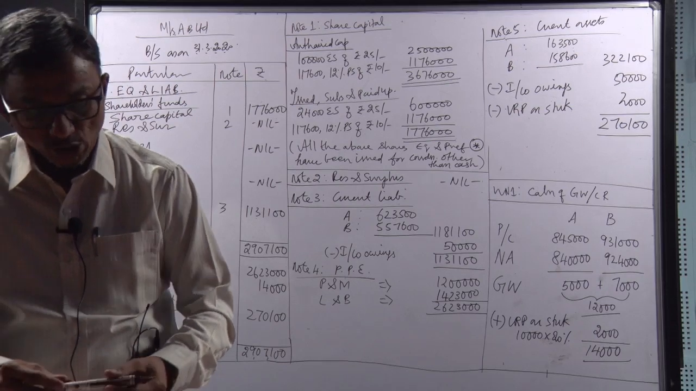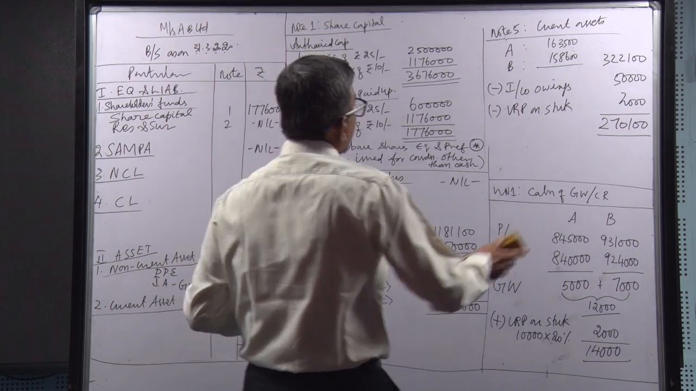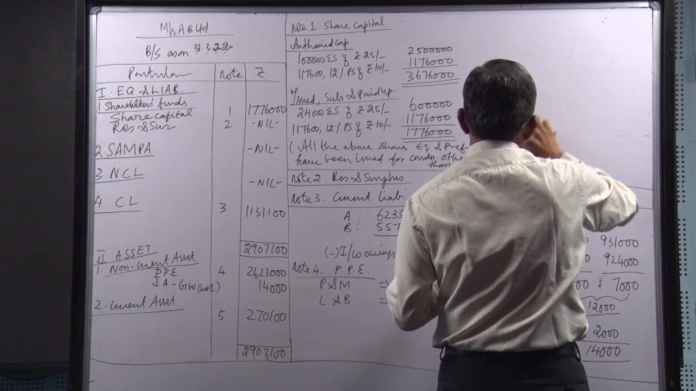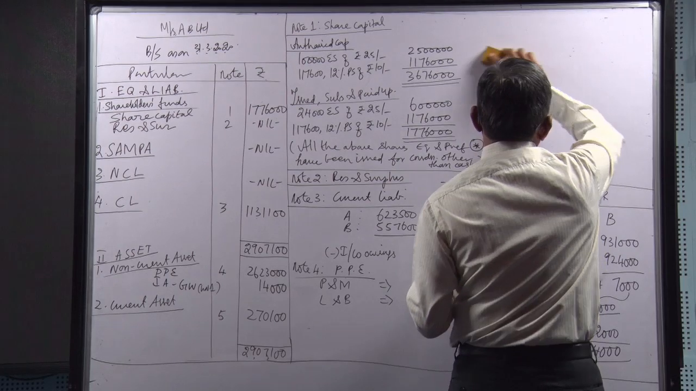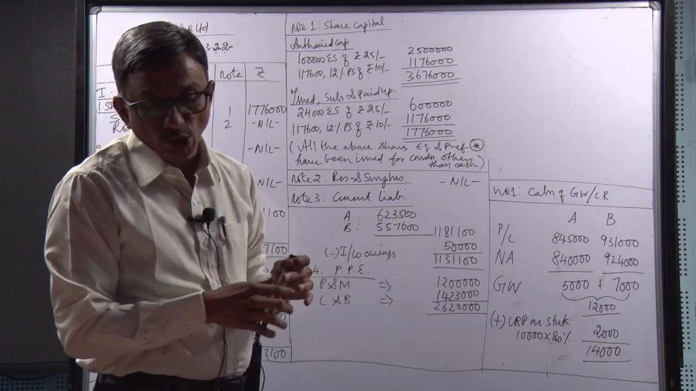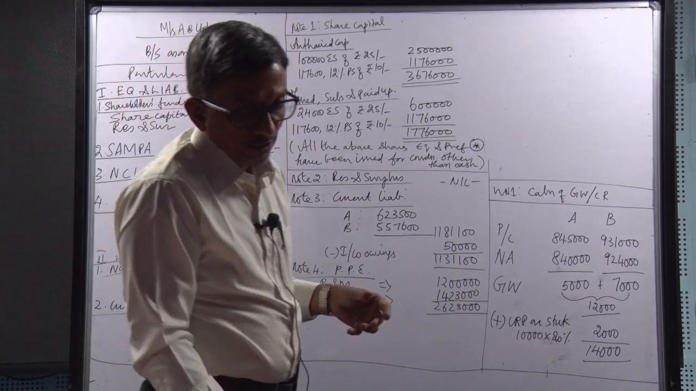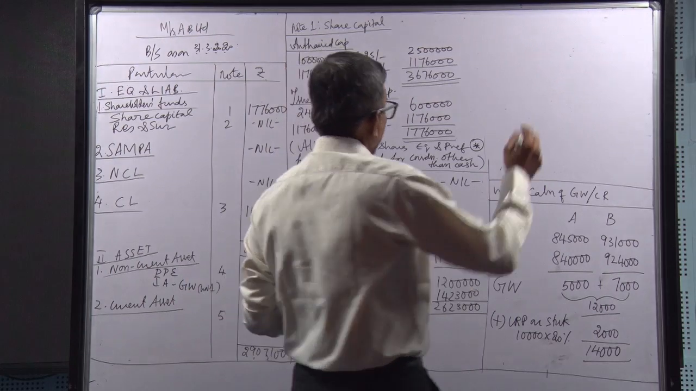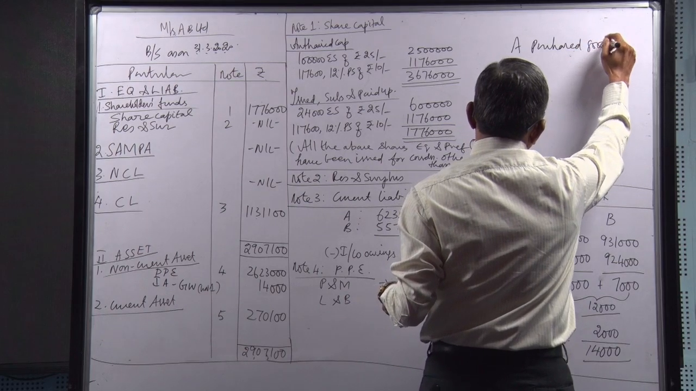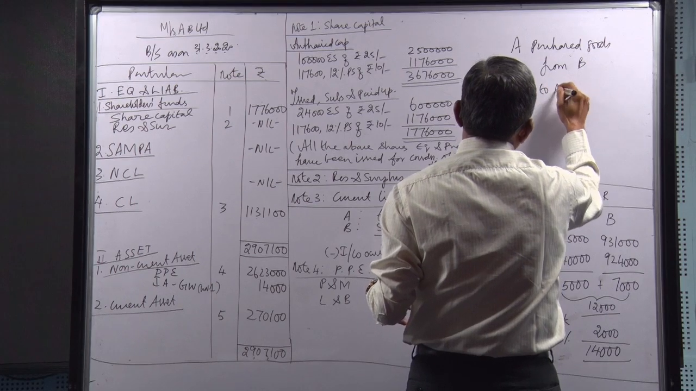What is unrealized profit on stock? See what happened before A and B met together, B had sold some goods to A. That is what is given in the question. A has purchased some goods from B. Cost to him is 10,000. Cost to him means cost to A. So A purchased goods from B. Cost to A is 10,000.